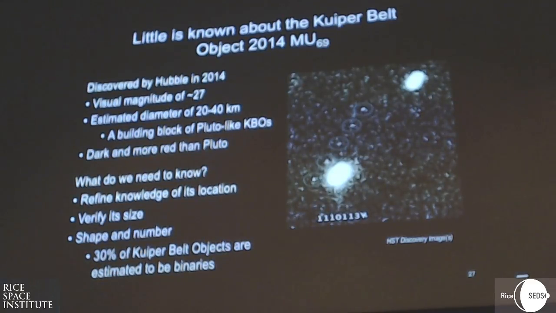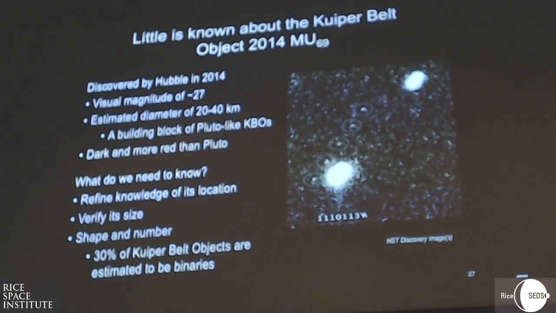This is a building block of Pluto. If we want to know how these objects get together and create Plutos, we want to look at these building blocks, and this is just absolutely the perfect one. It's relatively dark, and it's more red than Pluto on top of that.